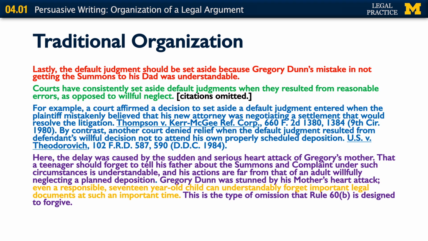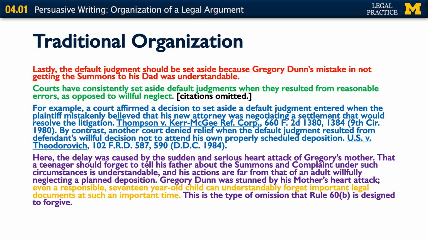This argument is one of several that the defendant is making, that the default judgment should be set aside based on the reasonable mistake of the son in not handing the papers over to his father. So let's take a look. Here you see the argument in the traditional CREAC organization. And you might want to pause here for a moment so that you can read through the argument in total.